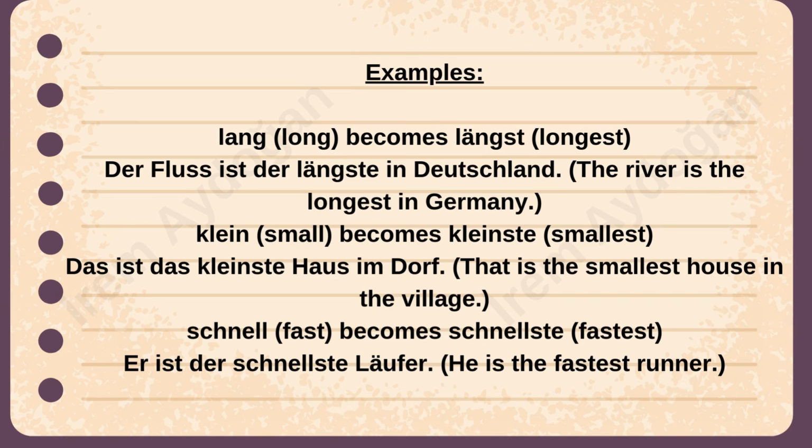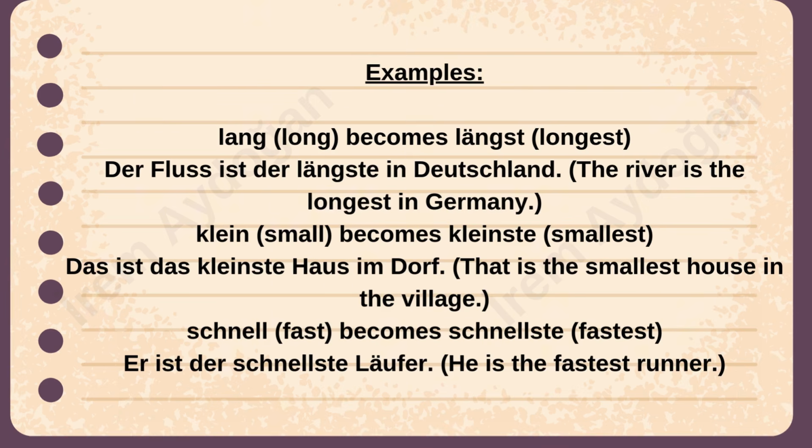Der Fluss ist der längste in Deutschland. The river is the longest in Germany. Be careful, I use the article der längste in Deutschland. Then klein, it means small and it becomes kleinste, I mean smallest. Das ist das kleinste Haus im Dorf. That is the smallest house in the village. I use the article das and kleinste and house.